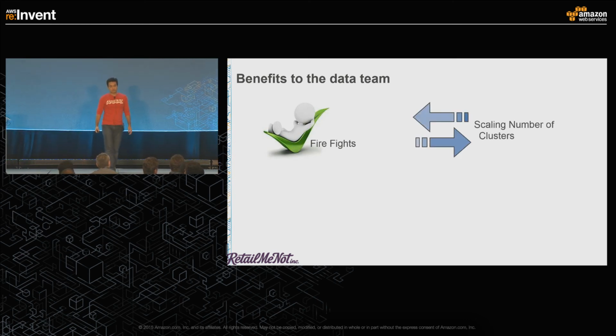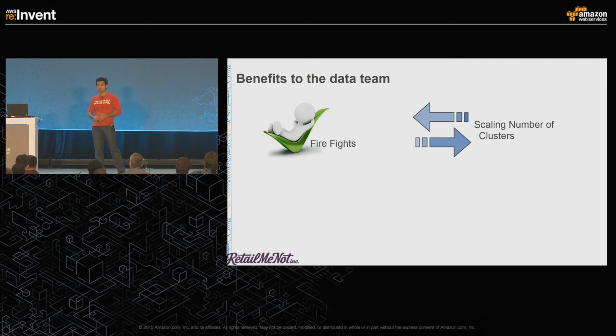Scaling the number of clusters is a lot easier. If you have ever worked with RDS, scaling the number of Redshift clusters is basically the same as scaling the number of RDS instances. And once again, this provides us the ability to scale our data processing horizontally, greatly expanding the number of jobs that we can do in a single night.